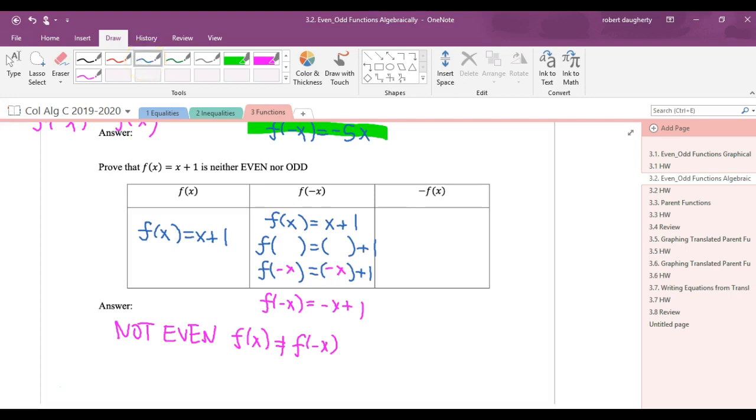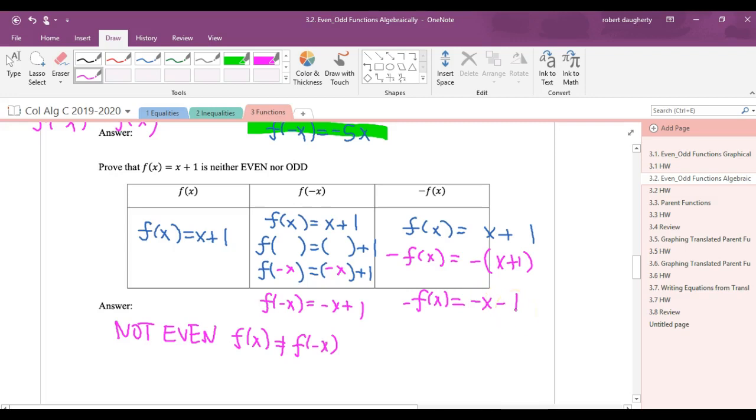So, if f of x is equal to x plus 1, how do I find negative f of x? If I put a negative in front of this whole side of the equation, I have to do what over here? A negative in front of what? It's the entire side, the entire equation, okay? So if you put a negative on the left side of the equation, it's a negative on the right. So it's the negative of that entire side of the equation. Negative f of x is equal to, how do I distribute that? Negative x minus 1.